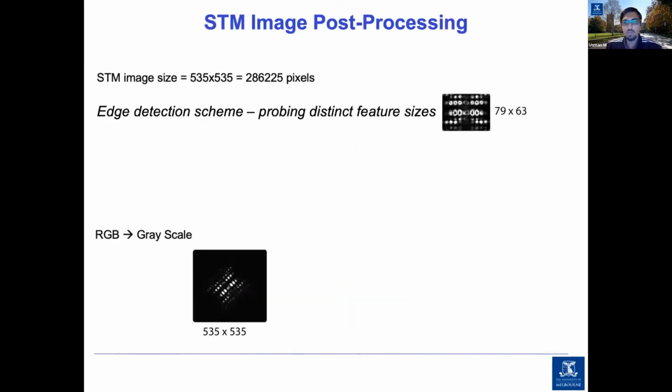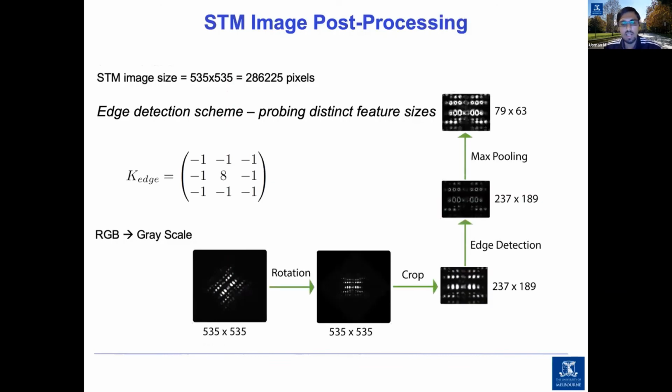So we also did some post-processing of the images. We recognized that essentially the information is only in the features. So we filtered the images to highlight the features before training the convolutional neural network. So this is one of the typical images. We rotated the image. We removed all this black area where there is essentially zero tunneling current. So that highlighted the image section.